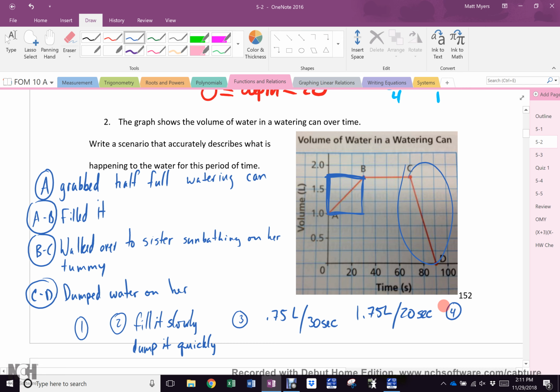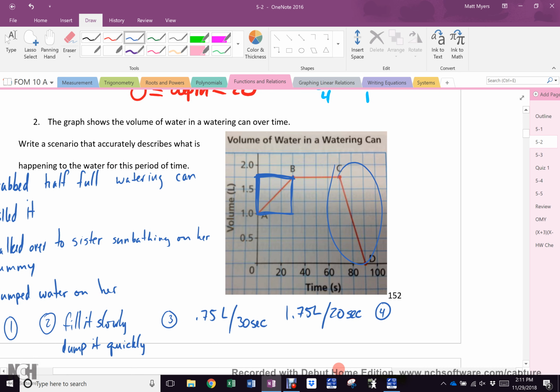How could I get the 4 and exceed expectations? Are those actual rates? No. What would be a better rate? I would use liters per minute. Why? 30 seconds. How do I get 30 seconds to 1 minute? 0.5 times 2. It's 30 seconds, half a minute. So what do I got to do to that? Times 2. 1.5 liters per minute fill.